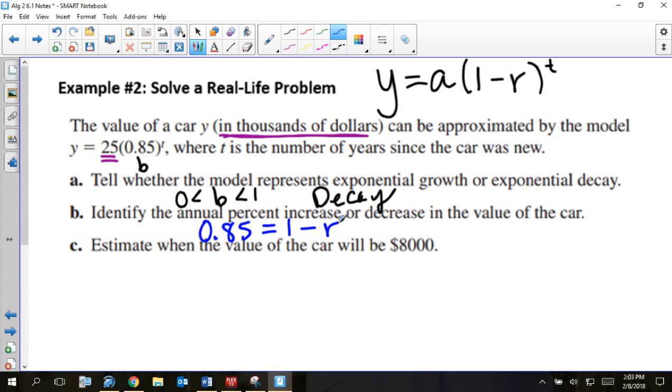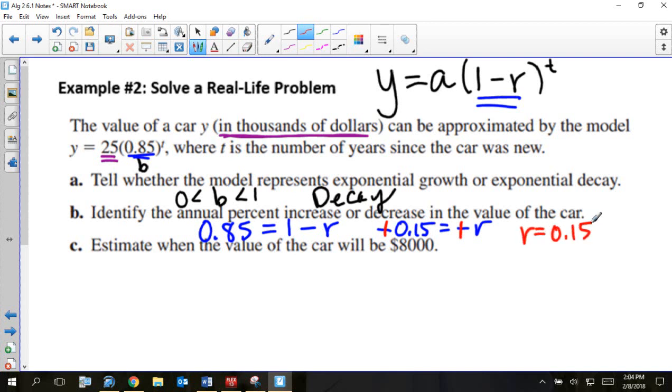So how do I find R? 0.85 is what 1 minus R is in this equation. These two things are equivalent. So how do I get R by itself? Minus 1. So now I have negative 0.15 equals negative R. How do I get R by itself? Divide by negative 1. And we get R equals 0.15.